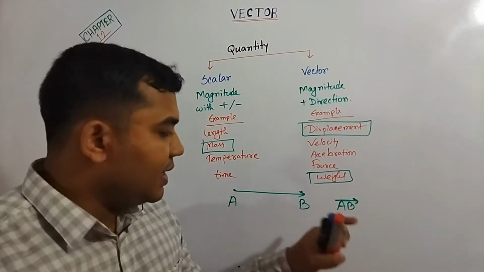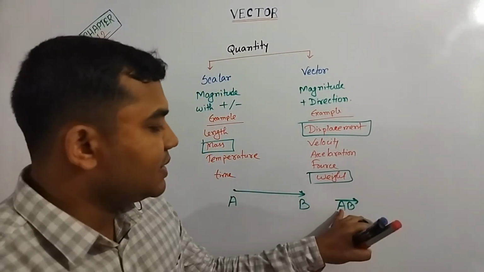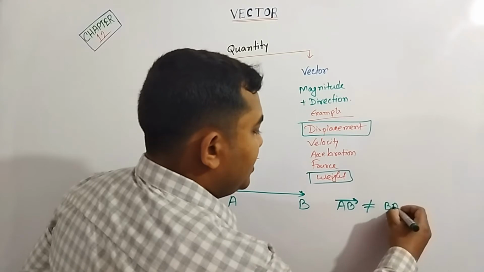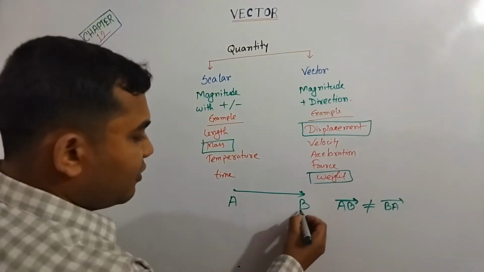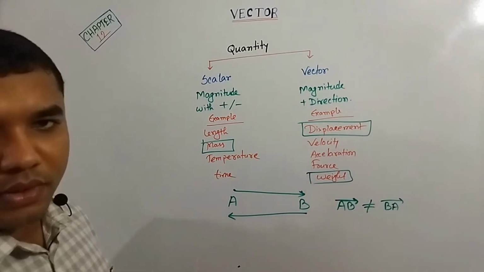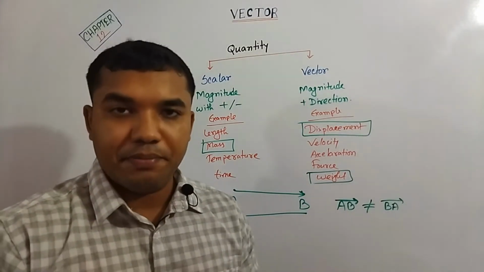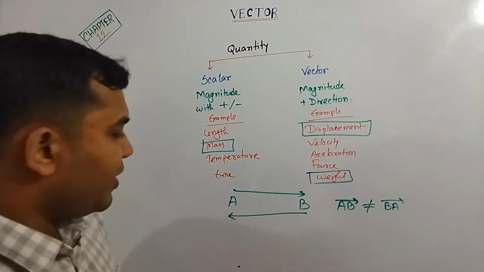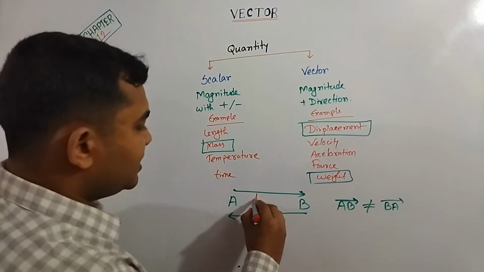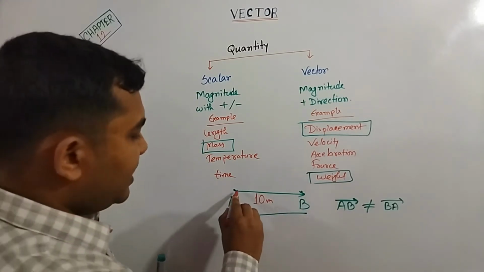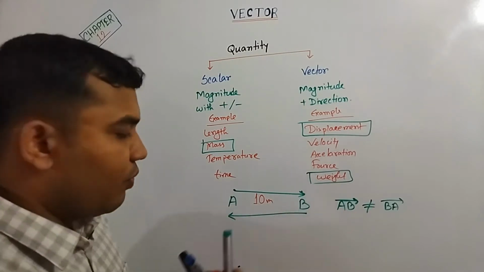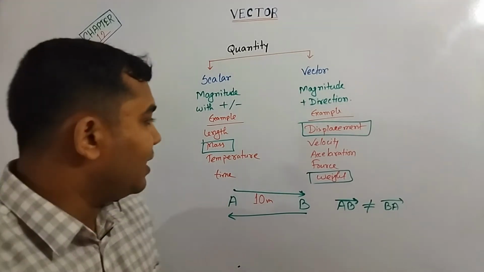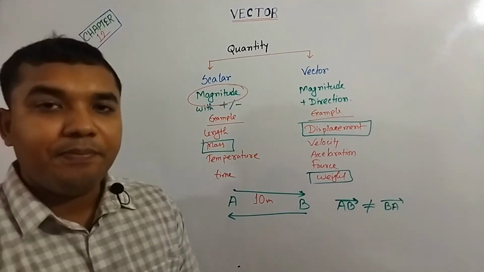That means this vector represents A to B, and here A to B is not equal to B to A, because this represents B to A. So these two actually have different meanings because of their direction, but the value is very much the same. Say, for example, the distance of A to B is 10 meters. When it goes that way, maybe it is plus. When it goes the other way, for the direction you may say it is minus 10, but here the magnitude always gives the positive value.